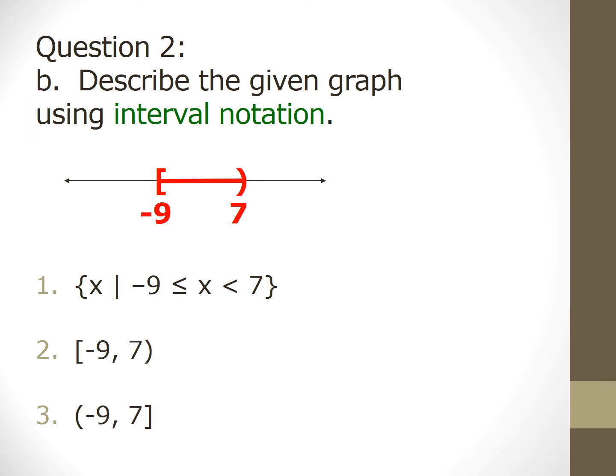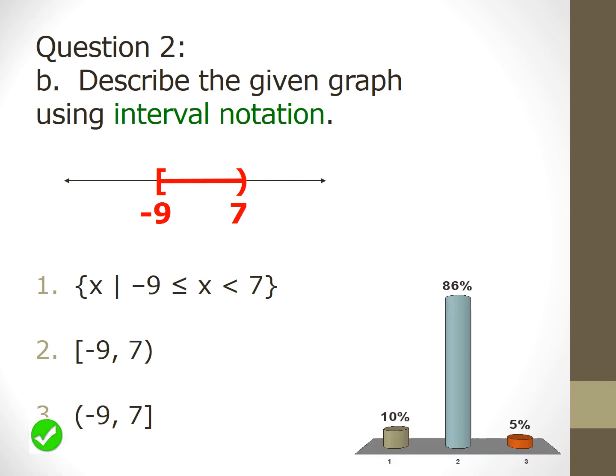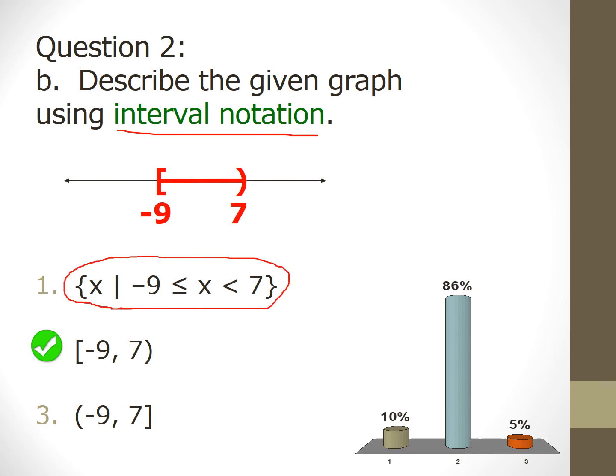Let's try another one. Describe the given graph using interval notation. And we are given the same graph, so we just talked about that. The correct answer is again 2. The difference here is that it's asking for interval notation. So while this is correct, this is set builder notation, and that's not what it's asking for. This is the correct interval notation: -9 lower boundary, 7 upper boundary, does not include 7, but does include -9. That's what's in error here on number 3.